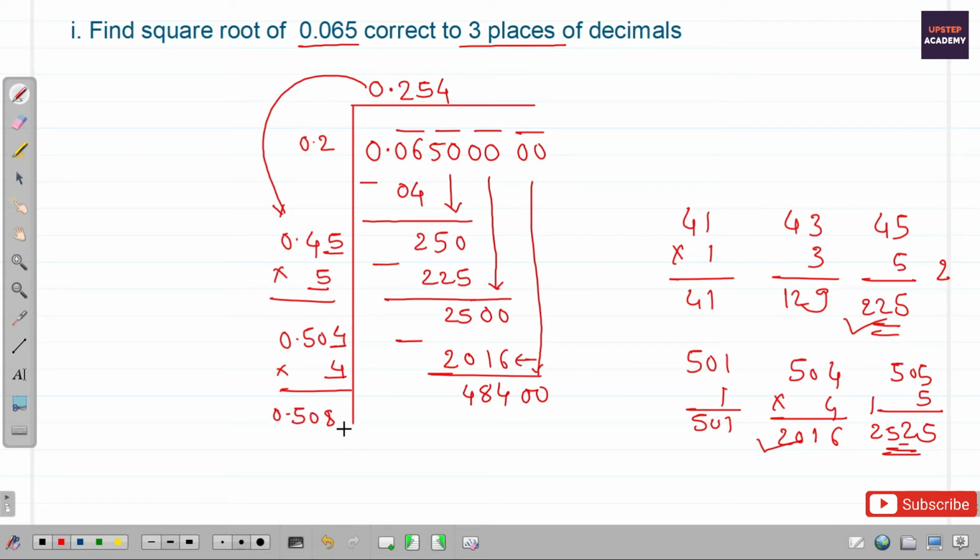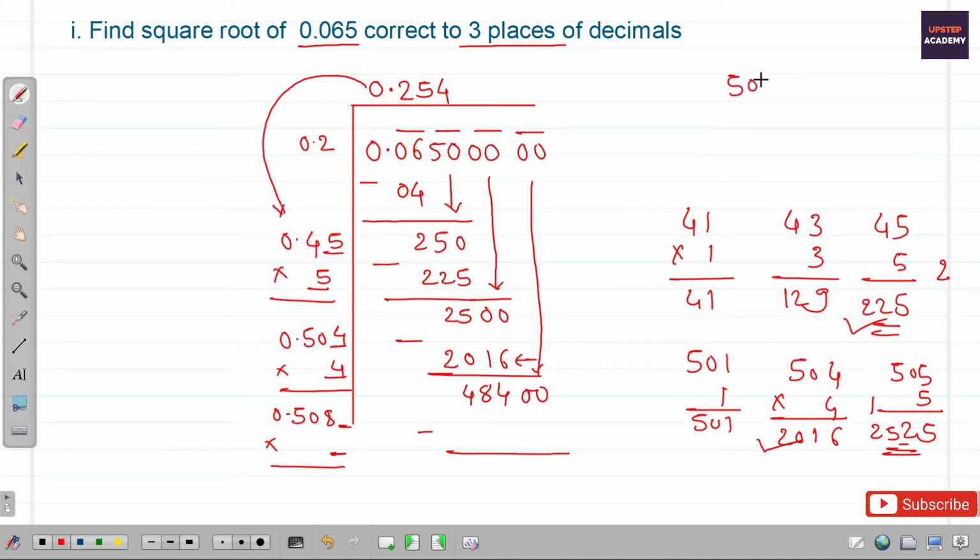0.508, and let us keep space to write one more number in front of it. With the same number which we are going to take here, we will multiply the whole number, and the multiplication we will write here to subtract from this 48400. Let us check which number should fit over here.